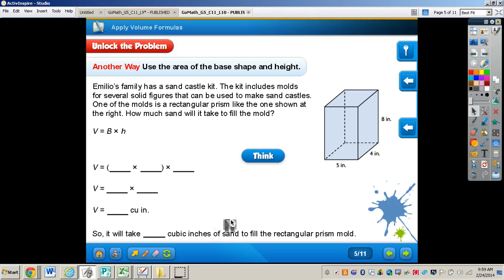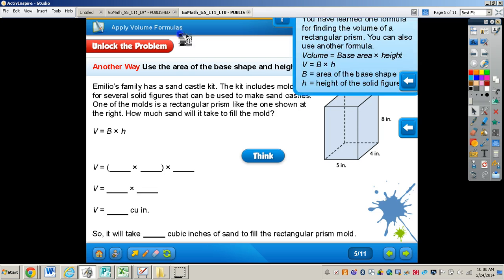Okay, we're going to take a look at this problem to unlock it. Emilio's family has a sandcastle kit. The kit includes molds for several solid figures that can be used to make sandcastles. One of the molds is a rectangular prism like the one shown at the right. How much sand will it take to fill the mold? So we need to figure out the volume of this mold.